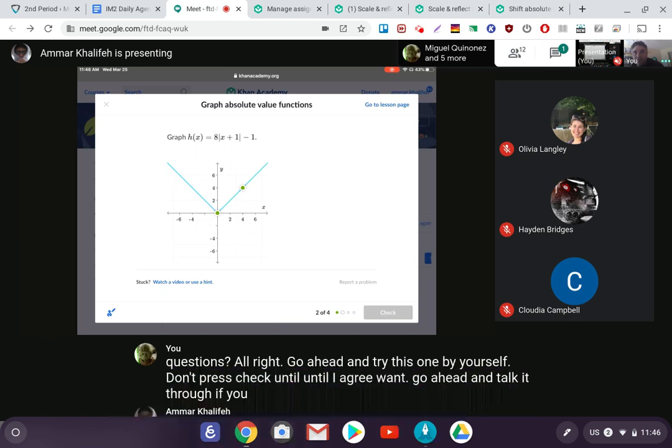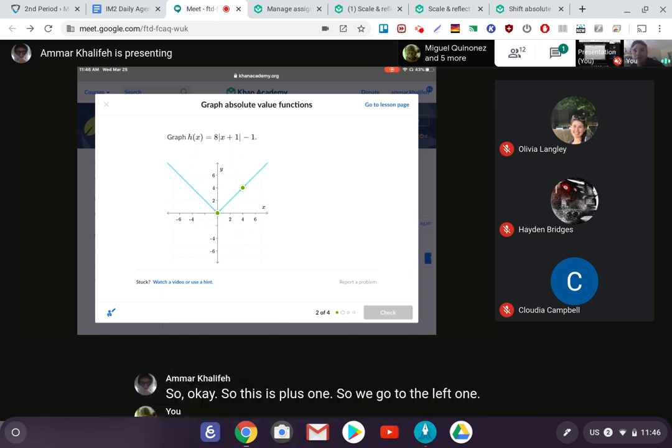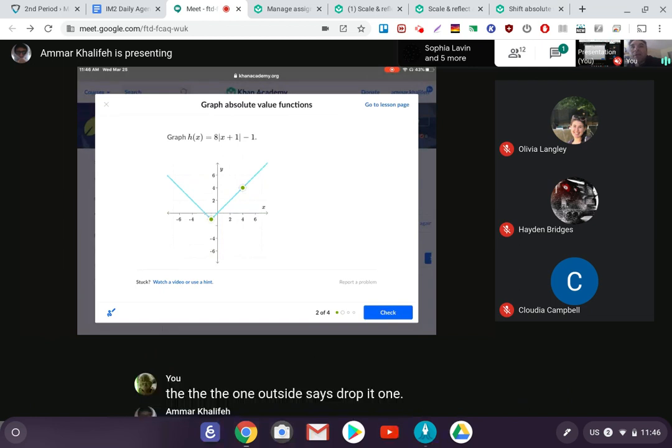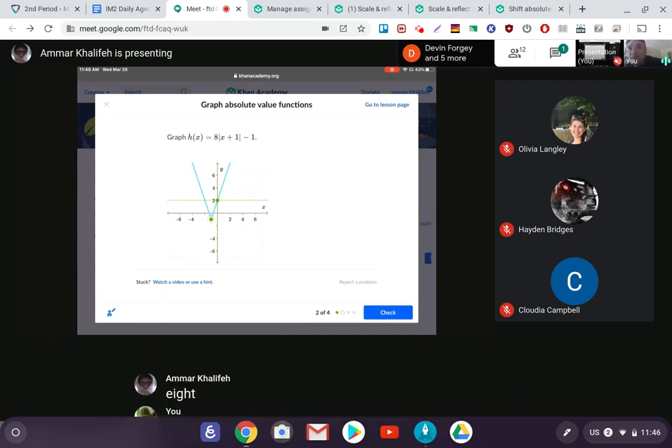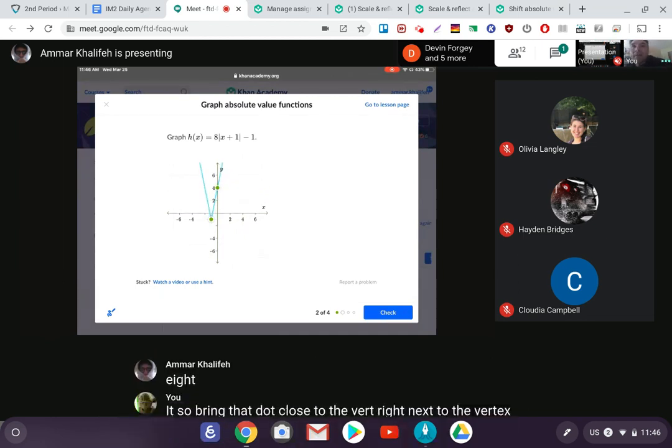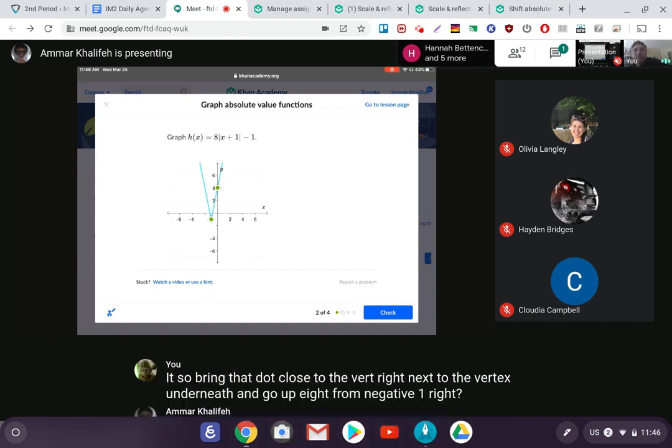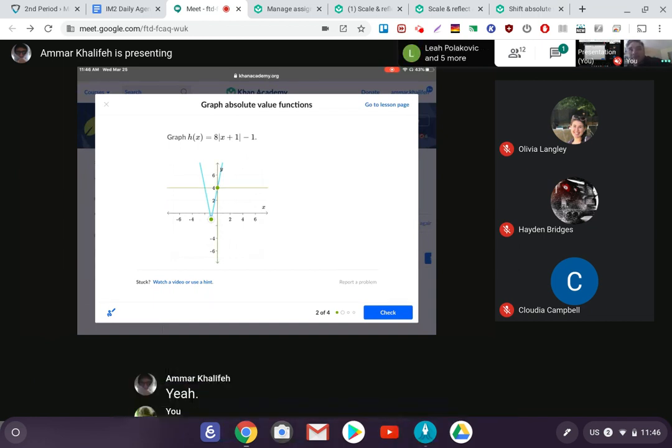So it says +1, so we go to the left 1. And then you go down 1 because the one outside says drop it 1. And how big are these steps? 8. So bring that dot close to the vertex, right next to the vertex underneath, and go up 8 from -1, right? Yeah, so which would probably be at 7. Boom, go for it.